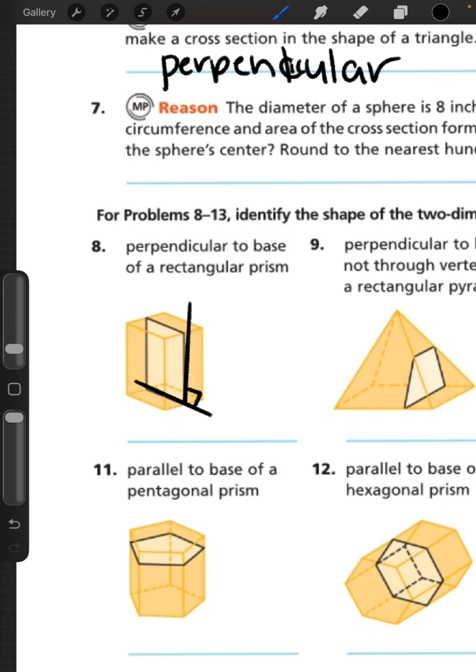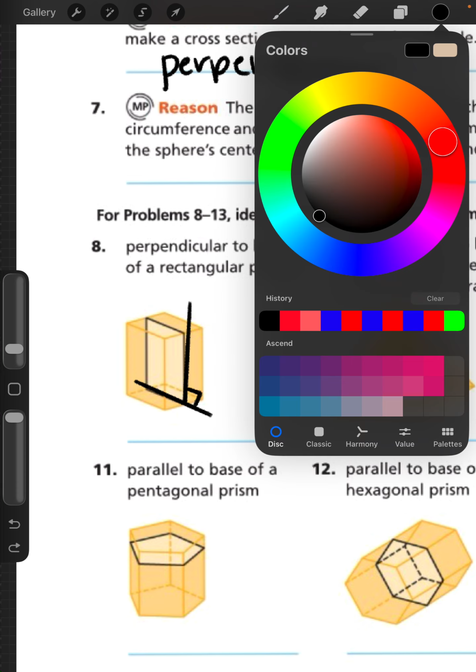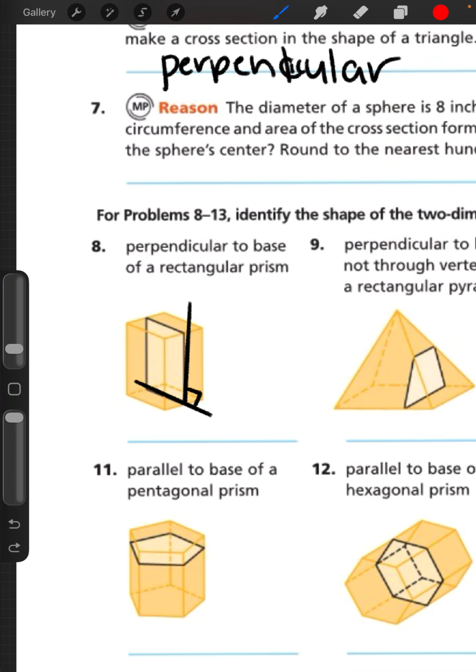So what kind of shape is this? And if you guys said rectangle, you would be correct.